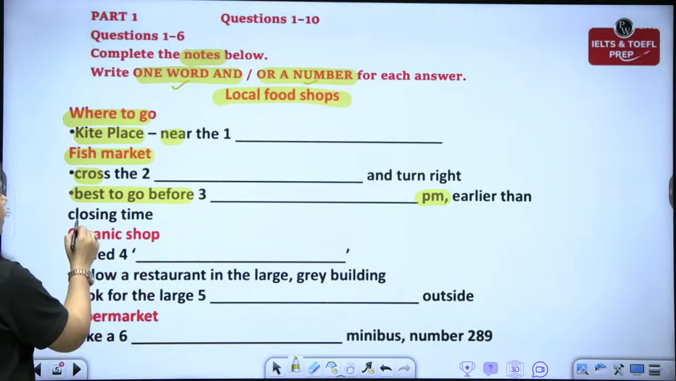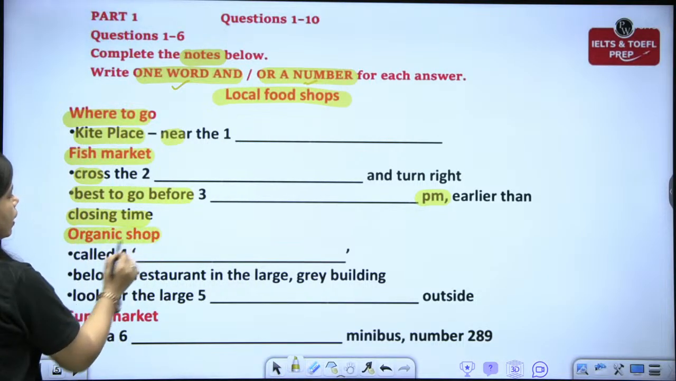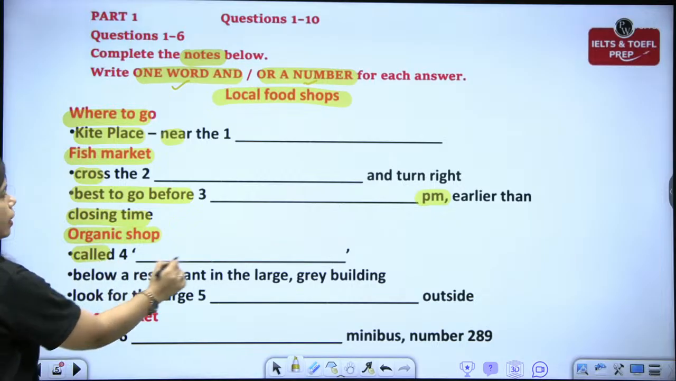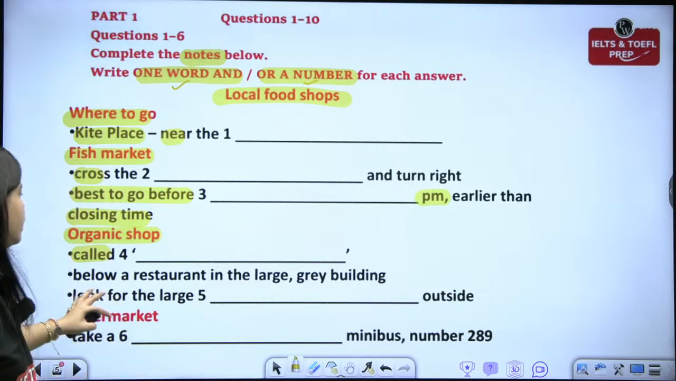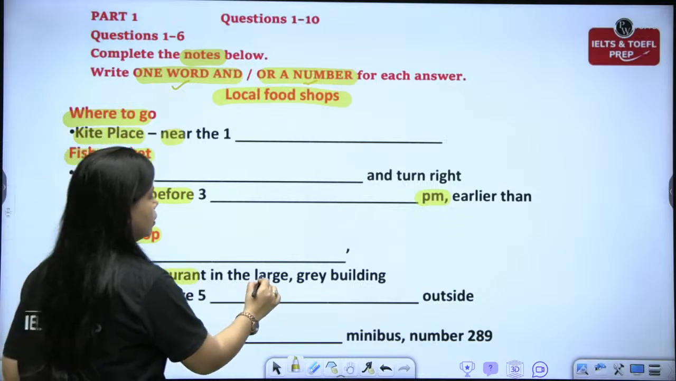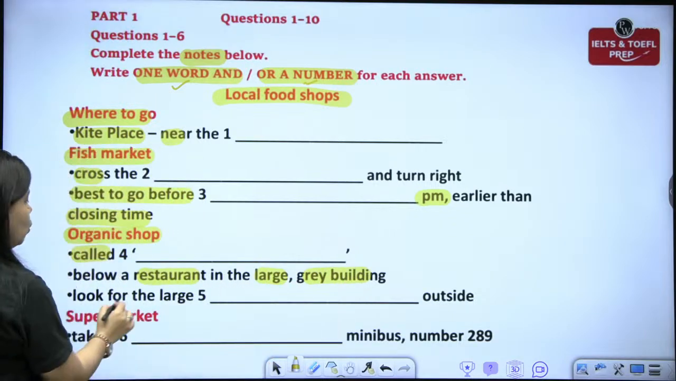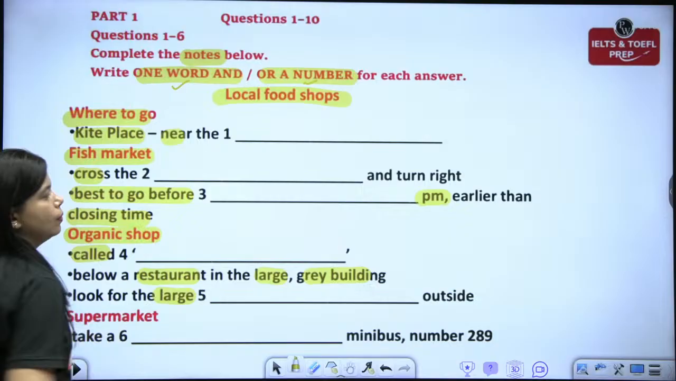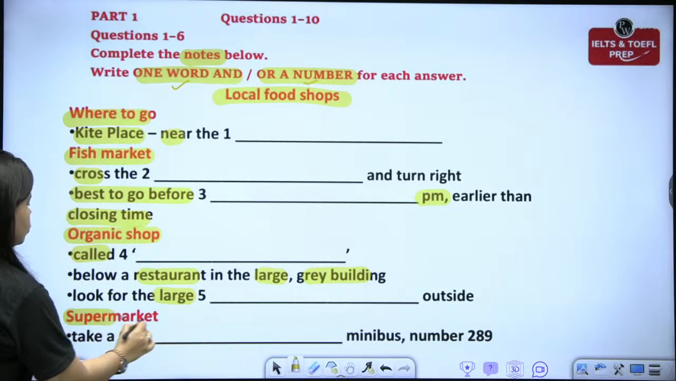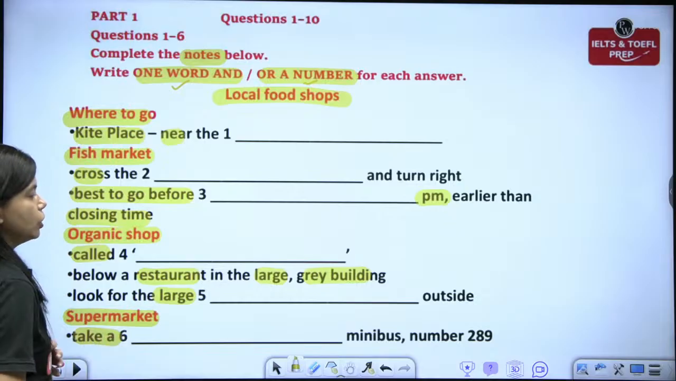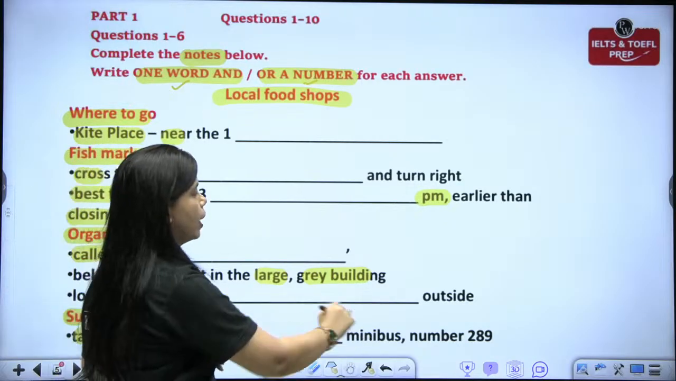So that is the prediction which I was talking about. Earlier than closing time. And then you have organic shop, which is called dash. So you need to see what exactly that shop is called. And then below a restaurant in the large gray building, look for the large dash outside. Large what? Look for that. Then it says supermarket, take a dash minibus number 289.